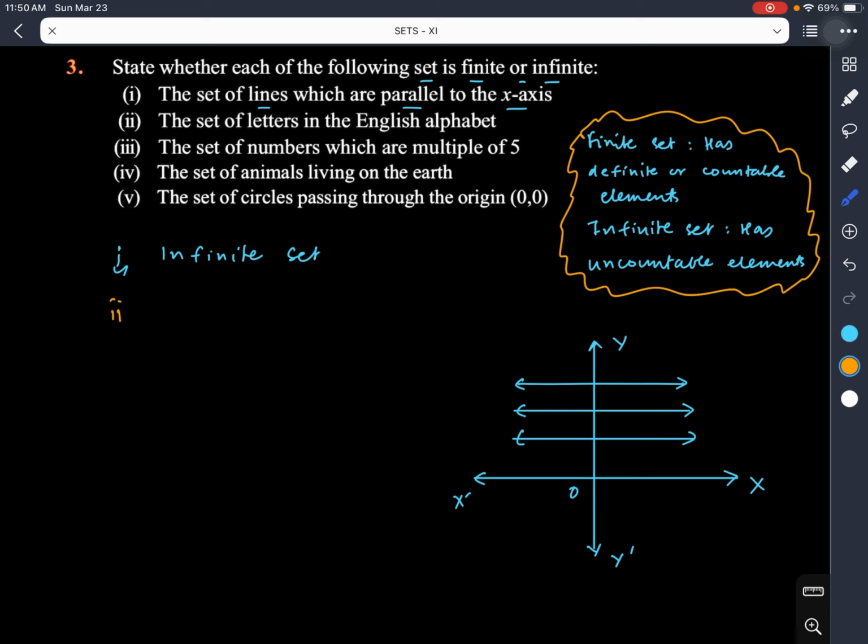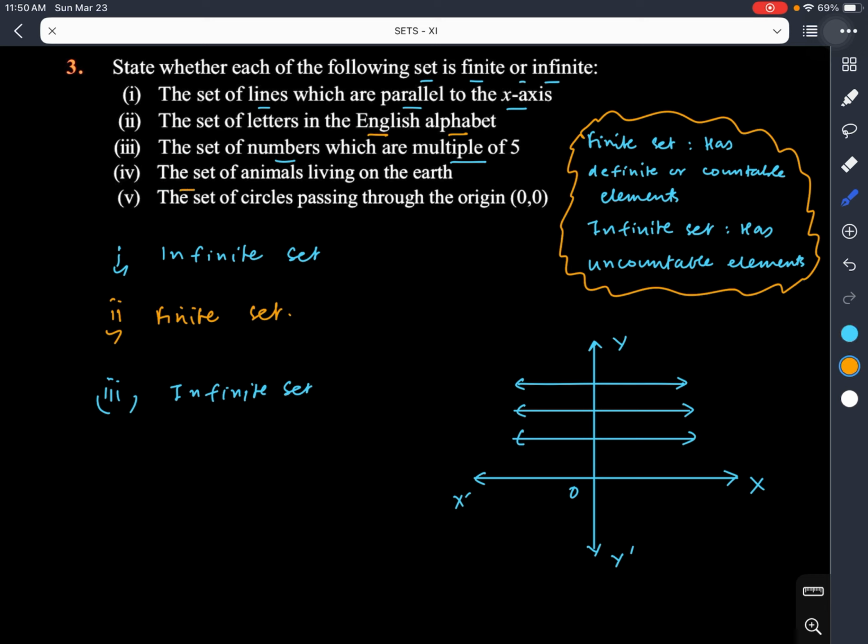Number 2, the set of letters in the English alphabet. We know that there are only 26 alphabets. So we can say that this set has a countable number of elements. So this one is a finite set. Part number 3, the set of numbers which are multiples of 5. Here again we know that there are infinite numbers which are multiples of 5. So this again is an infinite set.